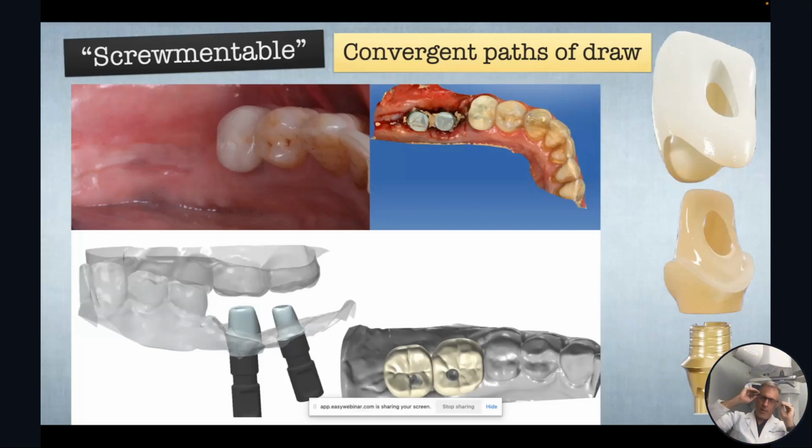So in the posterior, I try my best to do screw-retained crowns. But if I have a situation where two crowns have to draw together, you would basically have to make all the crowns sideways to get this to screw in. So a different type of restoration is called a scrementable restoration. Some people know what that is, some people don't. But in a nutshell, it's basically a custom abutment with a crown with a hole in it.